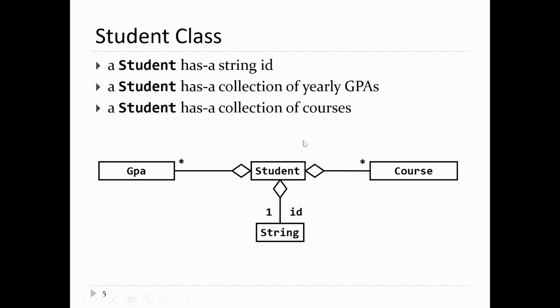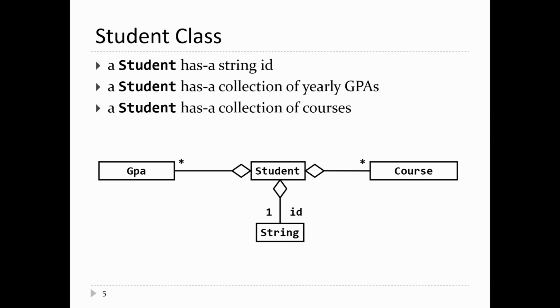Now, if you have a collection, a list, for example, of GPAs, then the way you draw the UML diagram is that you do not draw the list. You might think that you should put a list in here, but that's not the way most people will draw their UML diagram. Instead, they'll draw the element type. So a student is an aggregation of 0 or more GPAs. In other words, it's not that a student is an aggregation of a list of GPAs. It's that a student is an aggregation of 0 or more GPAs.